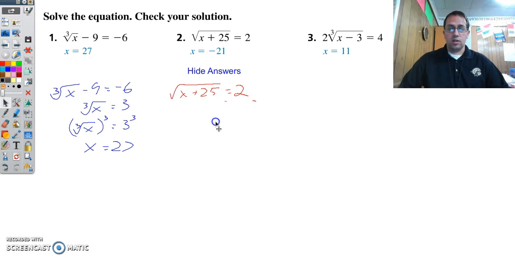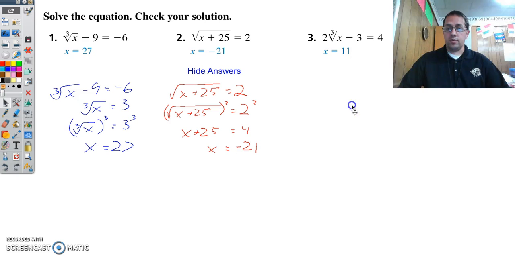So all we're going to do is take the square root of x plus 25, and we're going to square both sides. So we do that, and we end up with x plus 25 equals 4. Subtract 25 from both sides, and x equals negative 21.